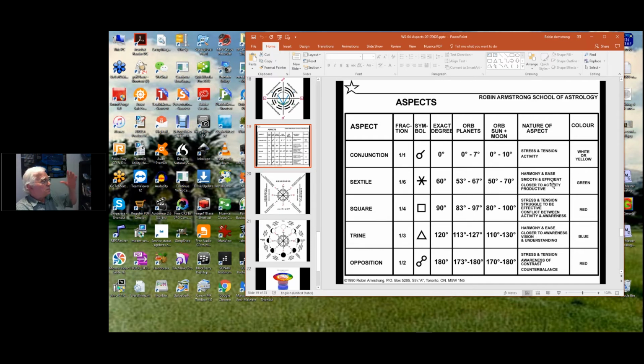And it'll happen between each planet, between different levels of consciousness. The sextile is harmony and ease, smooth, efficient. It's closer to the conjunction. It's on the activity half. So it's the productive side.